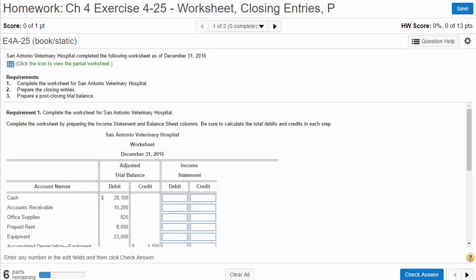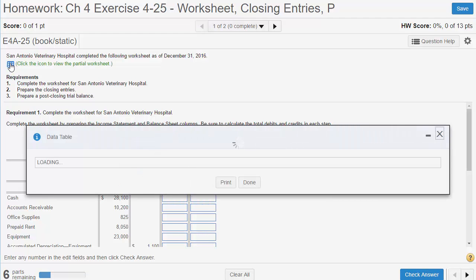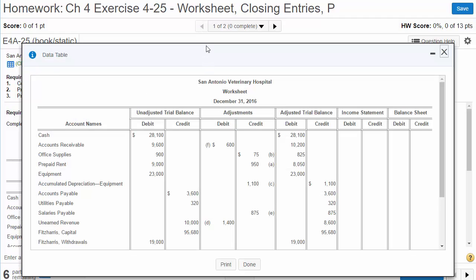Chapter 4, Exercise 4-25, Worksheet, Closing Entries, and the Post-Closing Trial Balance. San Antonio Veterinary Hospital completed the following worksheet at the end of December. So here's their worksheet.